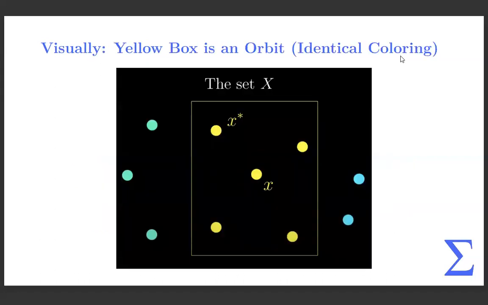So here it is visually. This is the set X, and I showed you graphics from a YouTube video, but whatever. That box represents the orbit of X. X star is something that you could get to by rotating or reflecting X. And that yellow box I've drawn is all the things in this orbit, but all of those are one unique color.